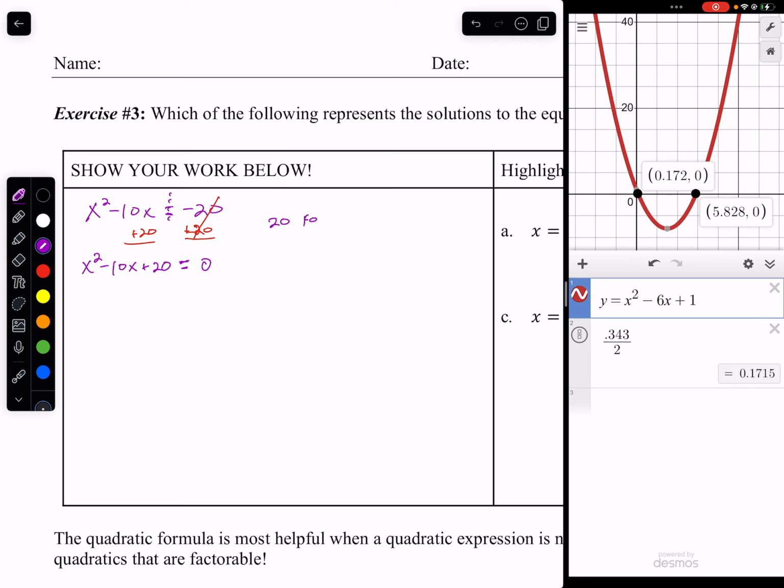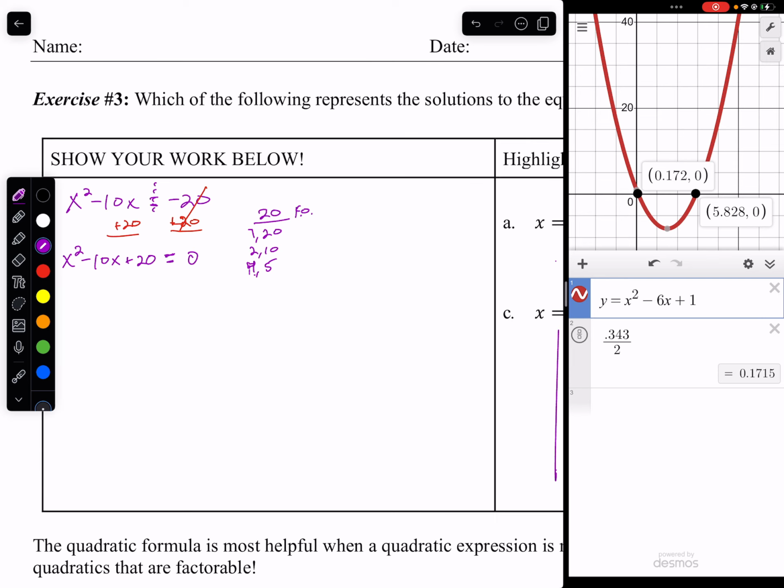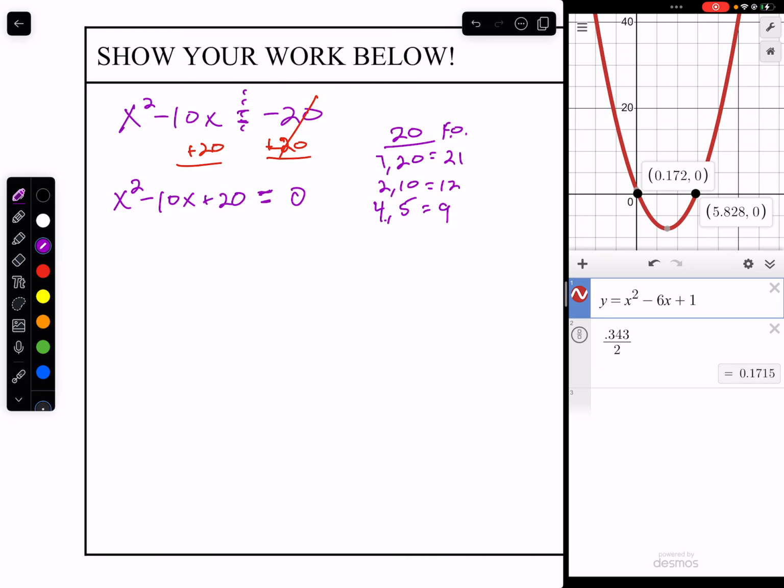So I'm looking for numbers that are factors of 20. So I have like 1 and 20, 2 and 10, 4 and 5. I think that's all of them. And then their negative versions. So let's add these together and see which ones add up to negative 10. I get 21, I get 12, and I get 9. So none of those add to 10. Therefore, if I make all their pairs negative, they're not going to add up to negative 10. So this one is not factorable. So you should always try to factor first. But this one is not factorable, so we have to use the quadratic formula.